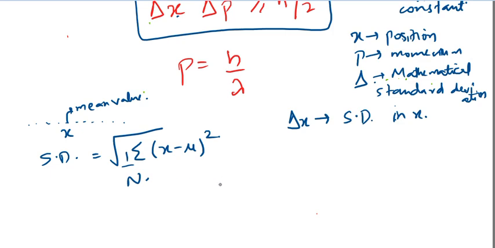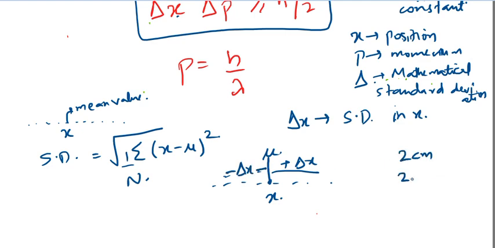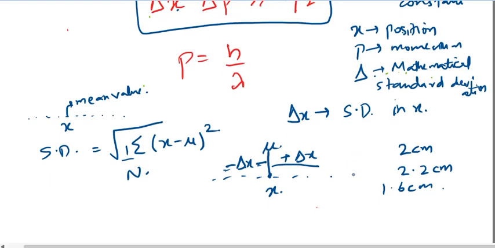So the point is, you have a lot of values of x, and you are measuring how much these values deviate from the mean position. Let's say this is plus delta x, and this is minus delta x, right? Let's say you have a 2 centimeter value of x, and you're not sure if it's 2.2 centimeter or 1.6 centimeter. So it falls in a range of values. That's how you calculate standard deviation in x.